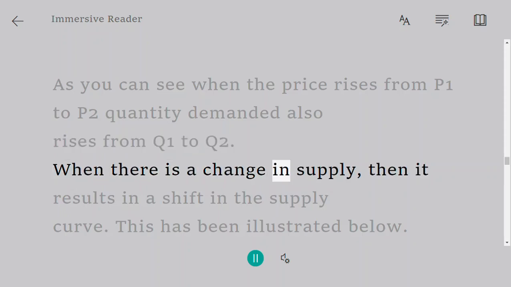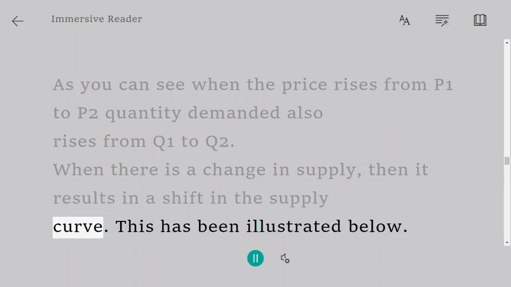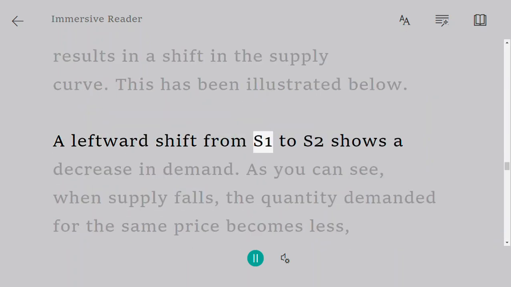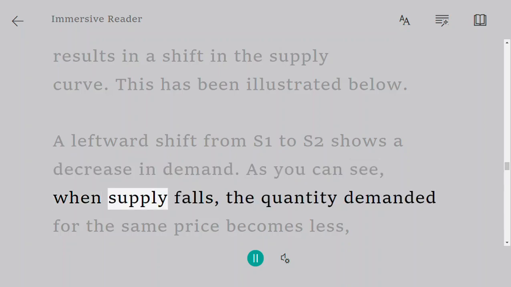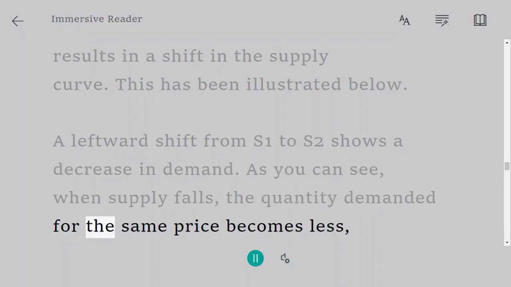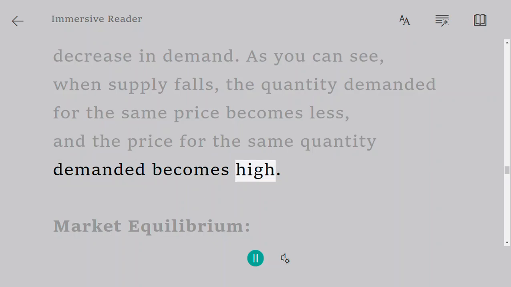When there is a change in supply, then it results in a shift in the supply curve. This has been illustrated below. A leftward shift from S1 to S2 shows a decrease in supply. As you can see, when supply falls, the quantity supplied for the same price becomes less, and the price for the same quantity becomes high.